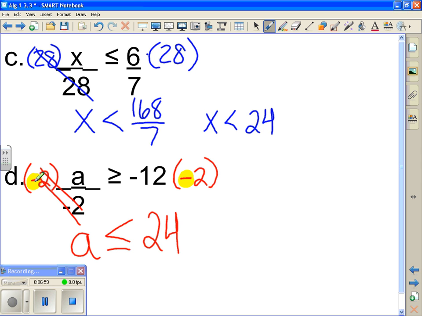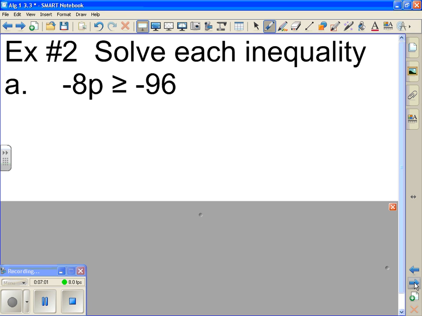Going to flip now. If you look at example number 2, we have a negative in front of the p, -8p. How do we get rid of a number in front of a variable? That's right. We have to divide. So we're going to divide by -8. Oops, got the highlighter on still. So we're going to divide by -8.